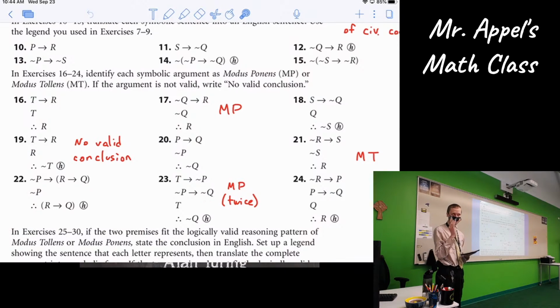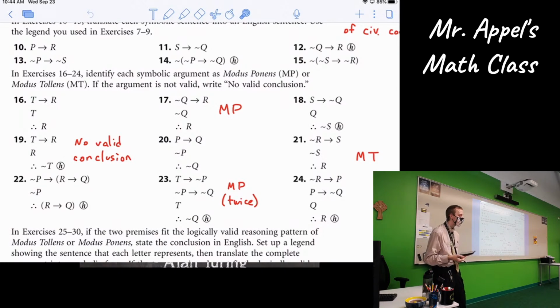You could think of it as modus ponens twice, right? We've got T, then not P. They give us T. So from these two statements, we can conclude not P. And then you use that one with this, not P, leads to not Q. So that's a second set of modus ponens to get to not Q.